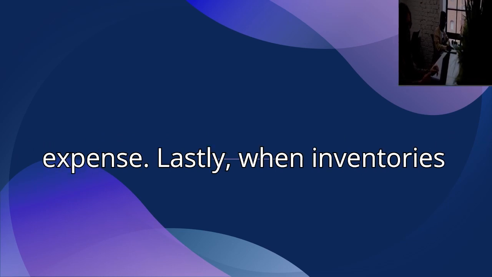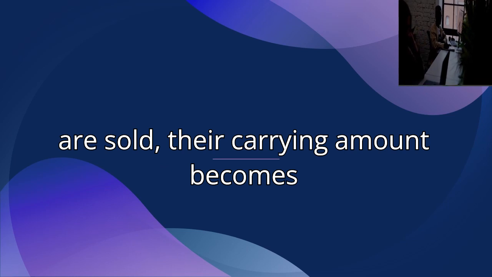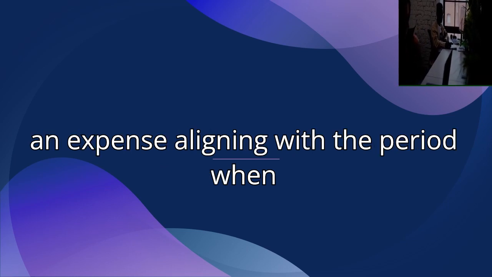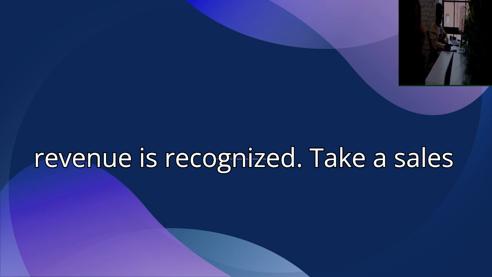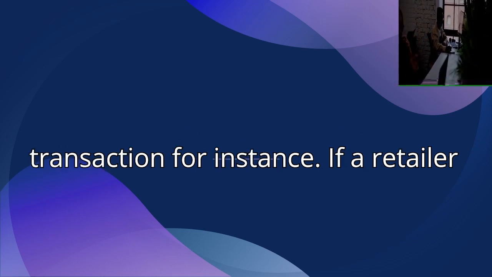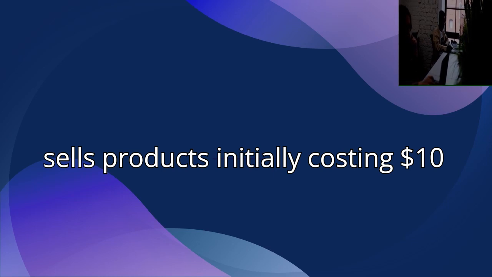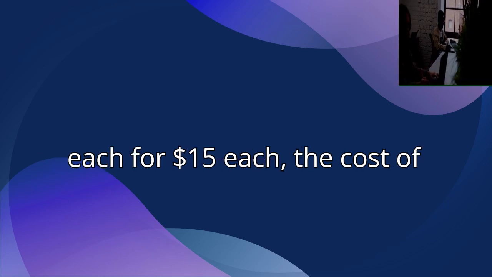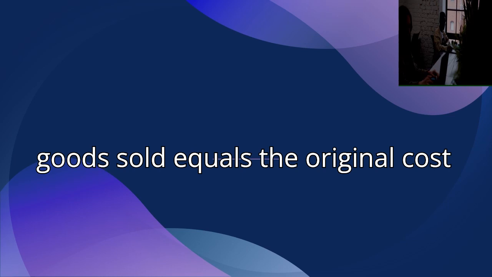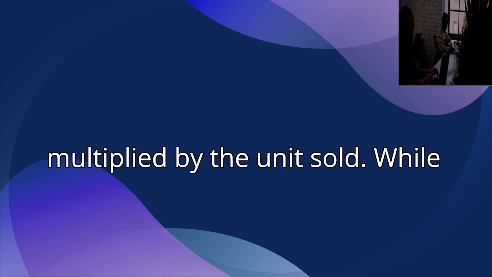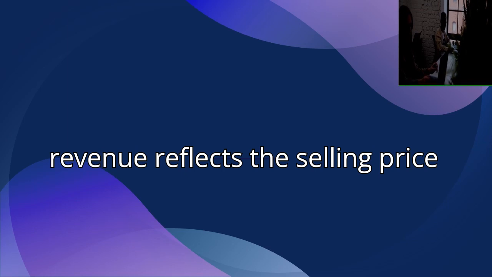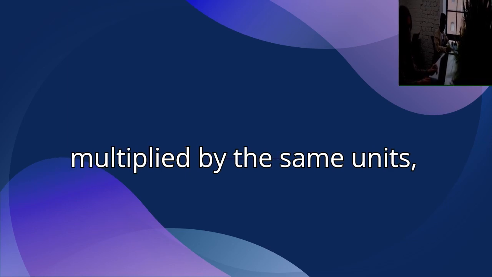Recognition as expense. Lastly, when inventories are sold, their carrying amount becomes an expense, aligning with the period when revenue is recognized. Take a sales transaction, for instance. If a retailer sells products initially costing $10 each for $15 each, the cost of goods sold equals the original cost multiplied by the units sold, while revenue reflects the selling price multiplied by the same units.